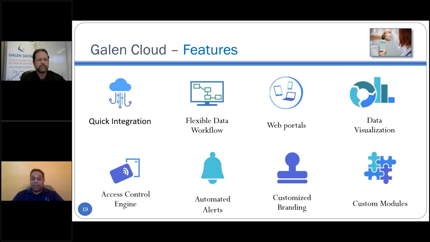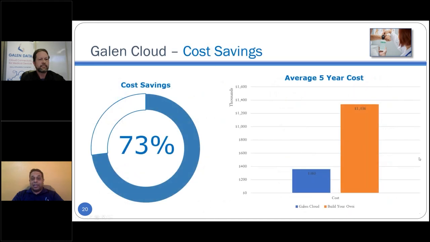In terms of cost savings, we can provide as much as 73% cost savings over a five-year period. And this is from real data, so it's not just made up, between build versus buy. So you can see how capital efficient it can be just to use our system.